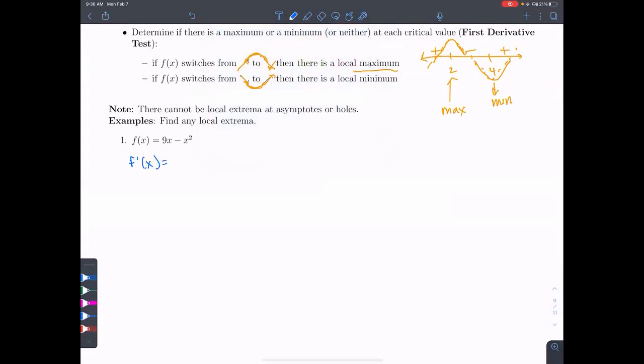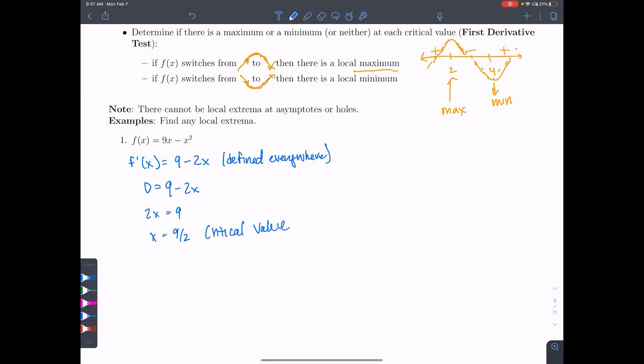So f prime of x would be 9 minus 2x. This is defined everywhere, so we don't have any places where the derivative is undefined. So then we're going to set the derivative equal to 0. So x equals 9/2. That's going to be our critical value. And we're going to put that on a number line, just like we did before, 3.4a. So f prime, we're putting 9/2 on here.